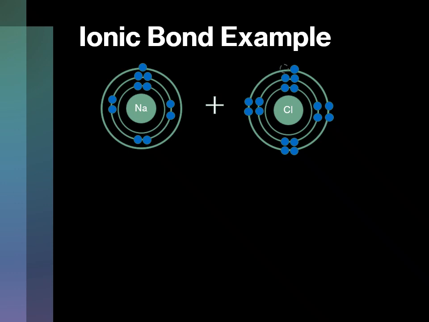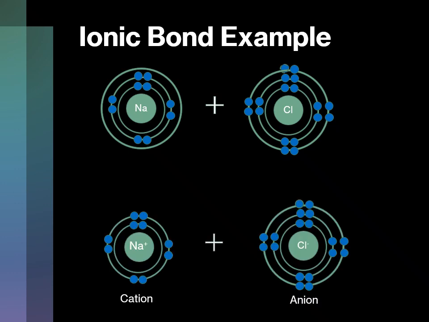This means that the easiest way for sodium to get a full valence shell is to donate the lone one, which will then fill the remaining space in chlorine's valence shell. What we're left with are two particles, each with unequal numbers of protons and electrons. Sodium, having lost an electron, now has a positive charge and is referred to as a cation, while chlorine, which gained an electron, now has a negative charge and is referred to as an anion.